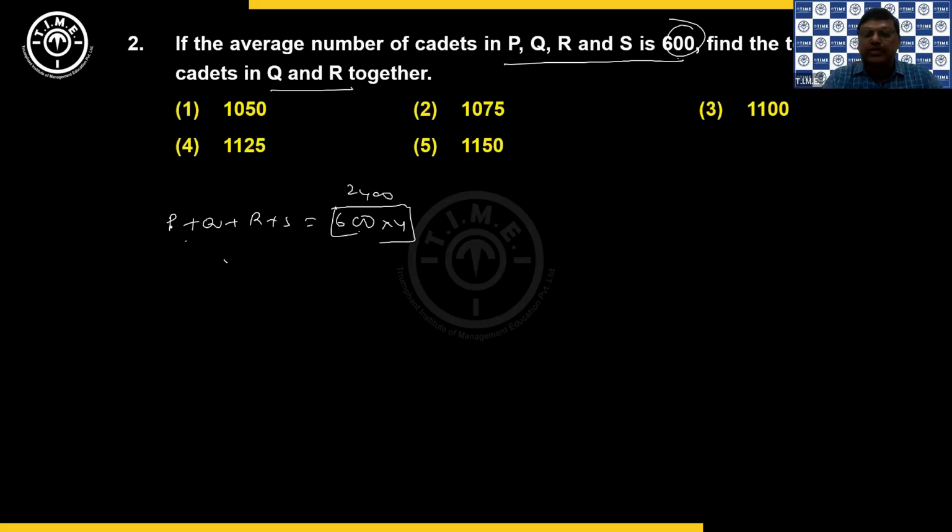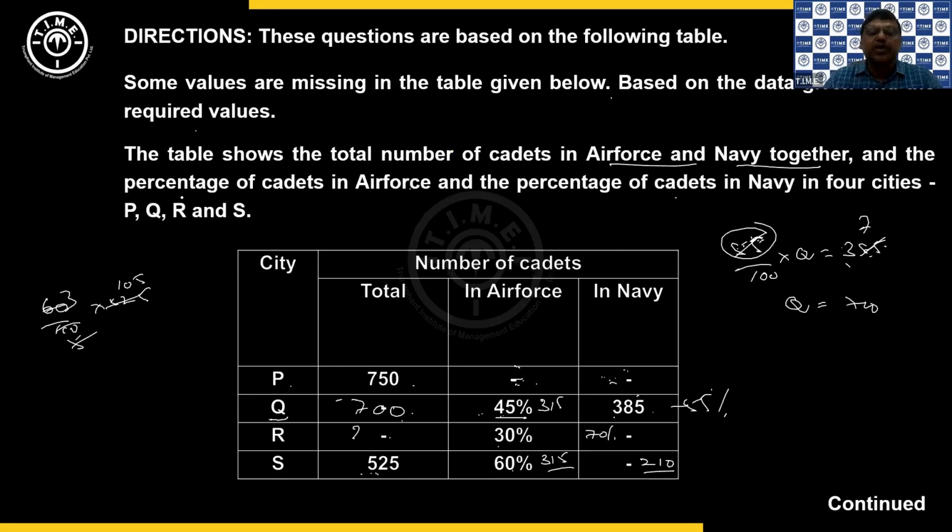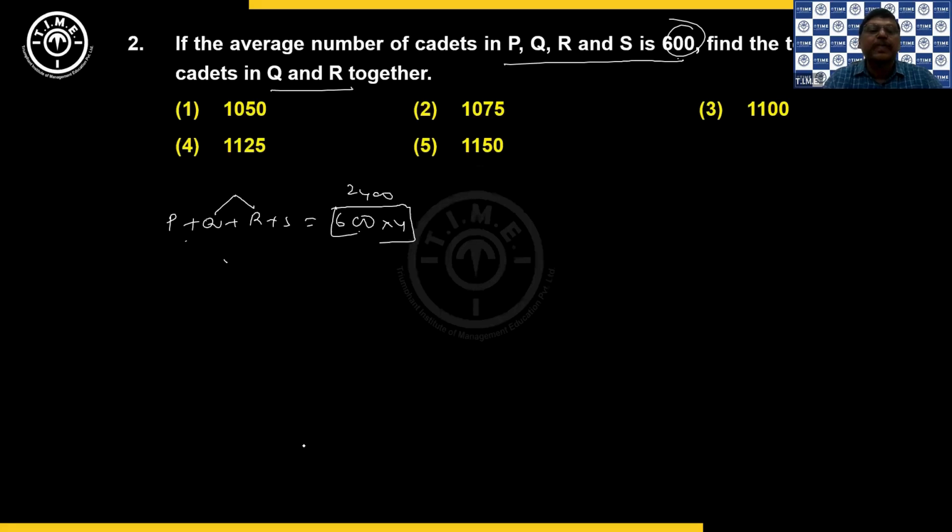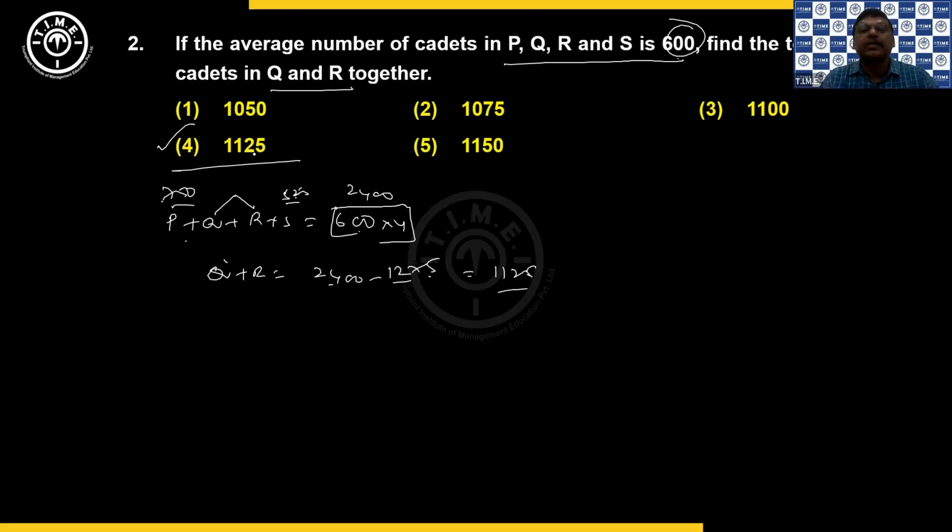Out of this, you know which ones, please. You need Q and R together, means you need to know P and S. Do we have P and S, students? P is 750, S is 525. Let's use that, please. You can see, students, Q plus R is equal to 2400 minus 750 minus 525. How much, students? 1275. So 2400 minus 1200 will be 1200. Another 75 less will be 1125. Right? Good.